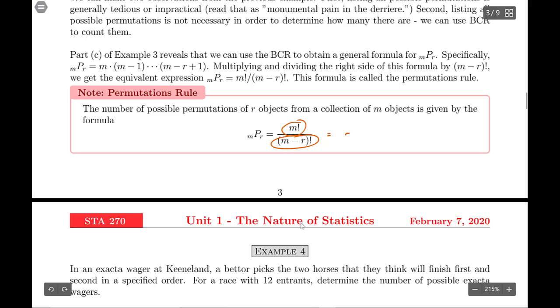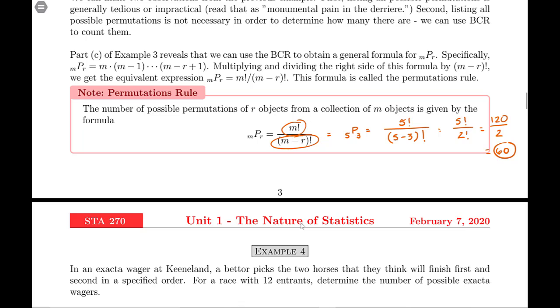So what we were looking for is 5 permute 3. And so that would be 5 factorial over 5 minus 3 factorial. And we end up with 5 factorial over 2 factorial. 5 factorial we've already calculated to be 120. 2 factorial is 2. That reduces to 60. So the hand calculation is fairly quick. But again, the calculator will make life a little bit easier. You can use the NPR for the permutations. We could do the NCR for the combinations.